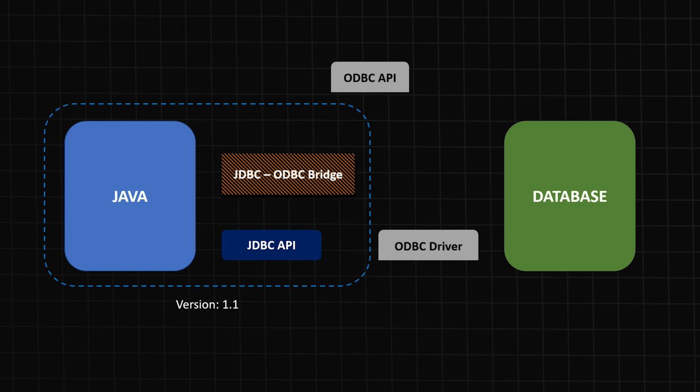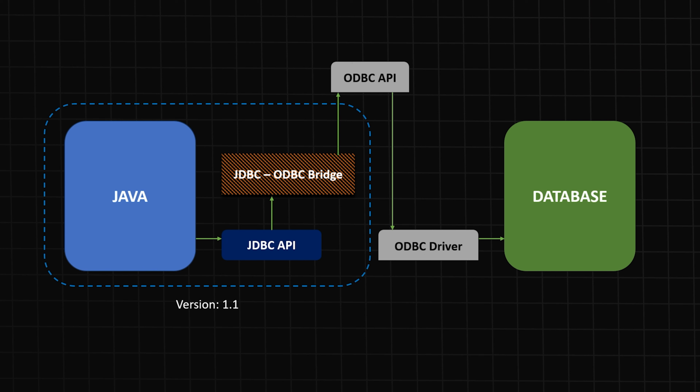At first the Java application sends a query request to the JDBC API. Now the JDBC API doesn't have any implementation. This JDBC API sends the request to the JDBC ODBC bridge. This bridge converts the JDBC request to an ODBC request, and then transfers it to the ODBC API. Now our ODBC API sends the request to the ODBC driver. The ODBC driver sends the request to the database.